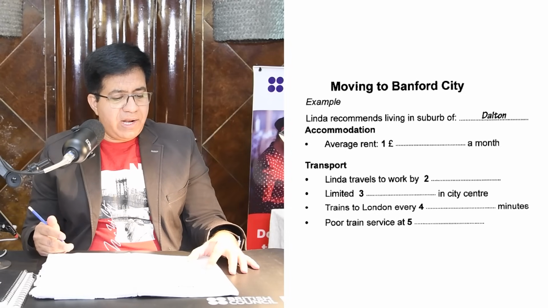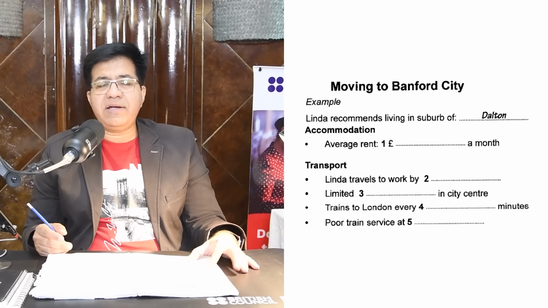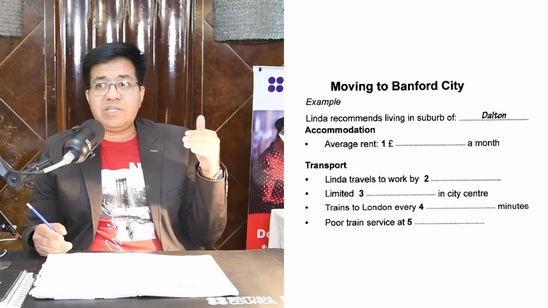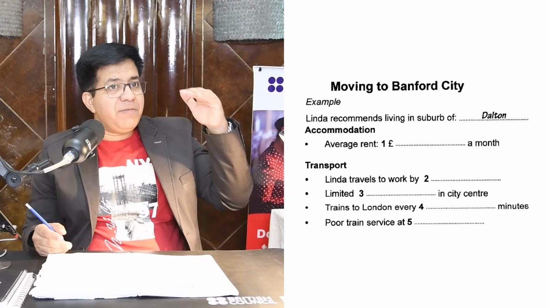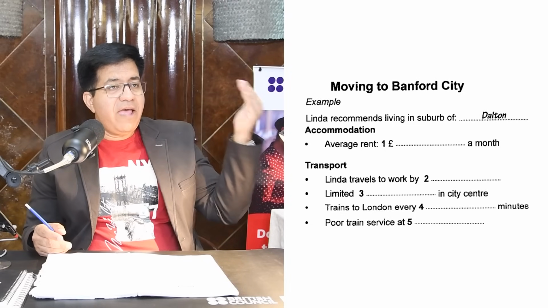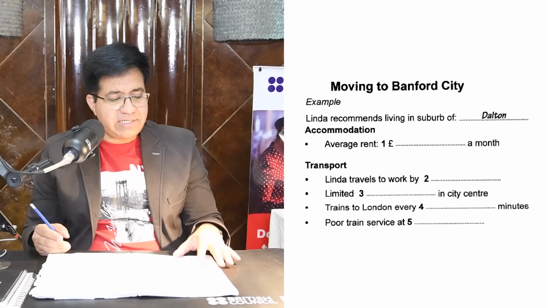Next, trains to London every dash minutes. Now, trains to London every dash minutes means the frequency of trains, every 10 minutes. Every 10 minutes means after every 10 minutes there will be a train to London. Every 20 minutes, every 30 minutes and all that.